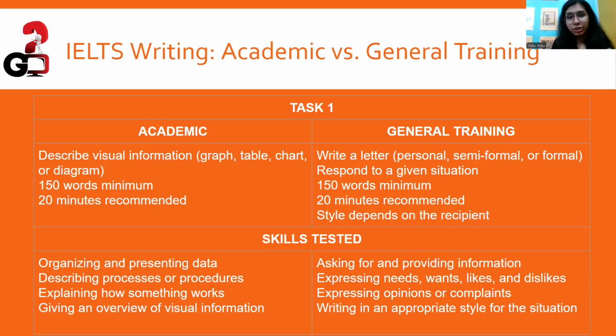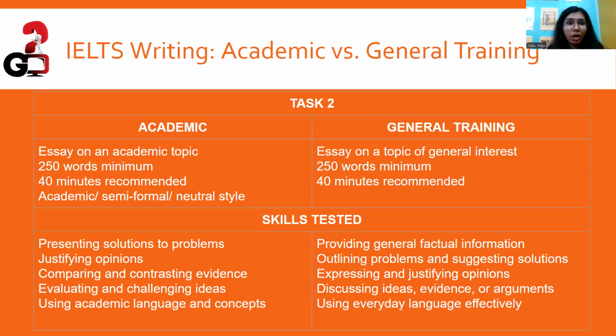In contrast, the general training task 1 assesses your ability to communicate effectively in everyday situations. This includes requesting or giving information, expressing personal preferences, and conveying opinions or complaints. I hope that's understood. So we move now. All right. We'll talk about task 2.